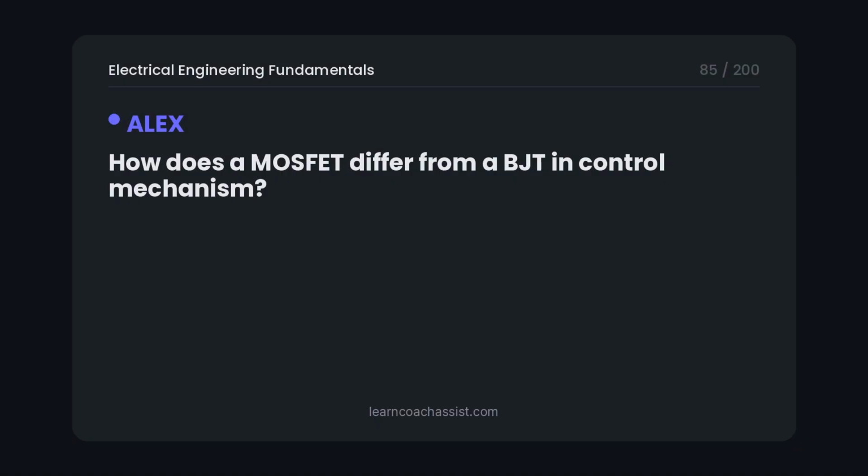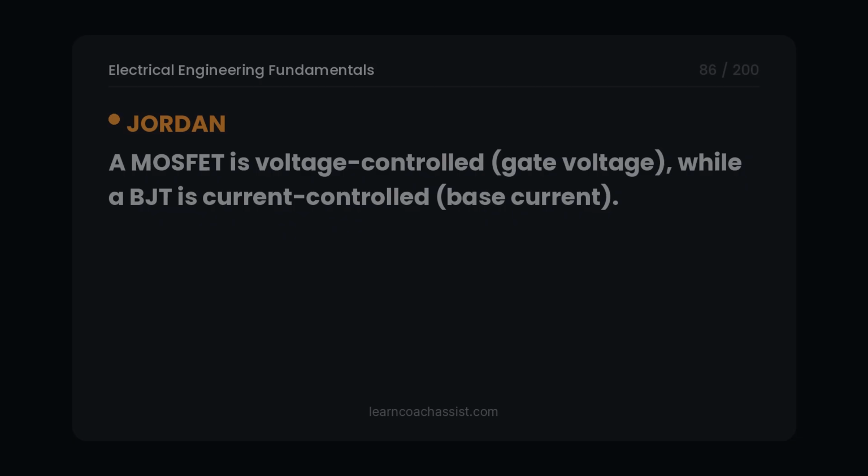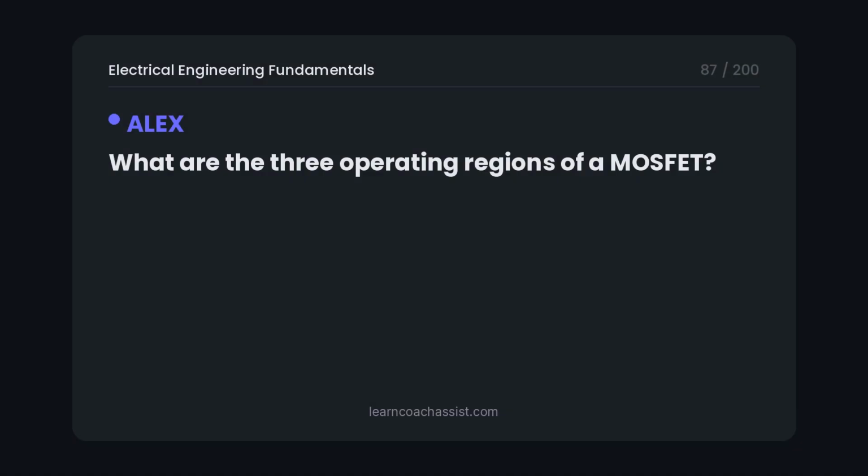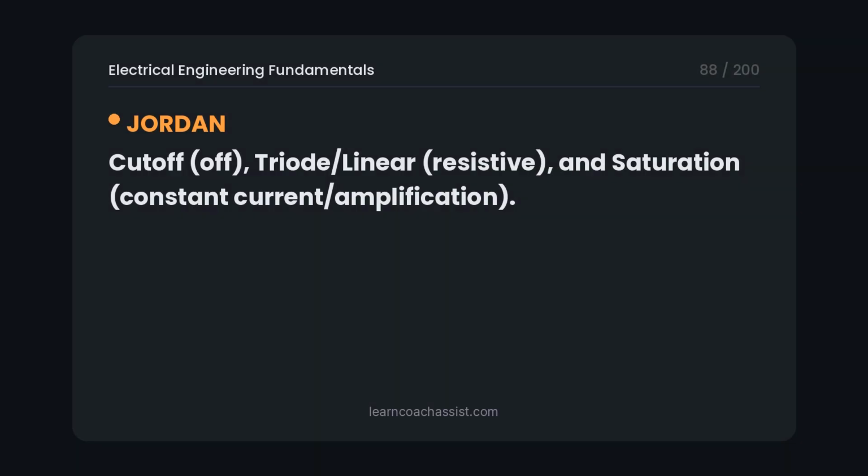How does a MOSFET differ from a BJT in control mechanism? A MOSFET is voltage-controlled, gate voltage, while a BJT is current-controlled, base current. What are the three operating regions of a MOSFET? Cutoff, off; triode/linear, resistive; and saturation, constant current/amplification.